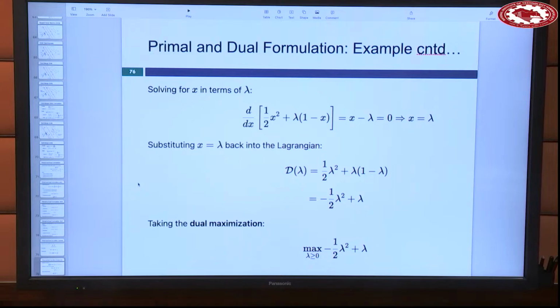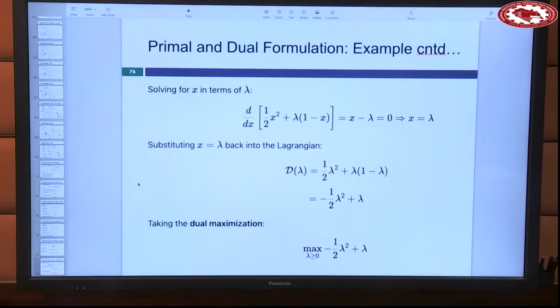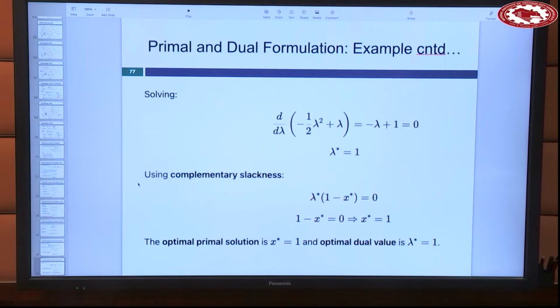In primal you are just minimizing x square by 2, but in dual it is minus lambda square by 2 plus lambda, and lambdas are greater than or equal to 0. If you solve it, with x equal to lambda, you will get the same value, lambda star and x star. How will you solve dual? Compute the derivative with respect to lambda, because lambda is now the variable, equate it to 0, and lambda is equal to 1.